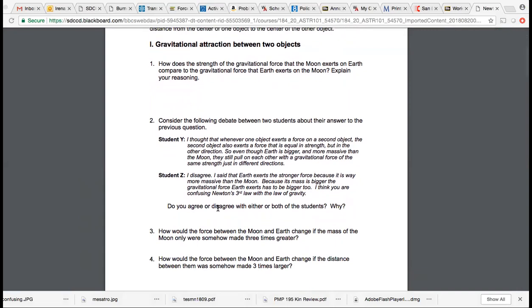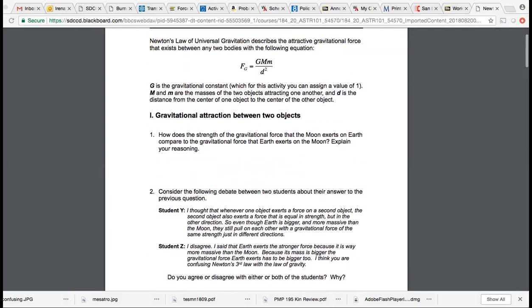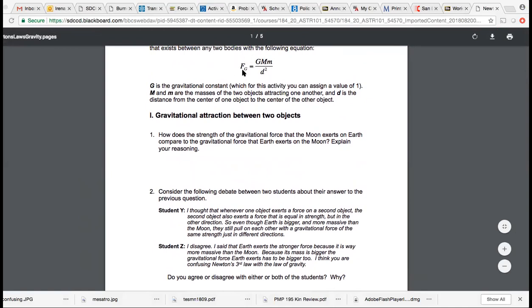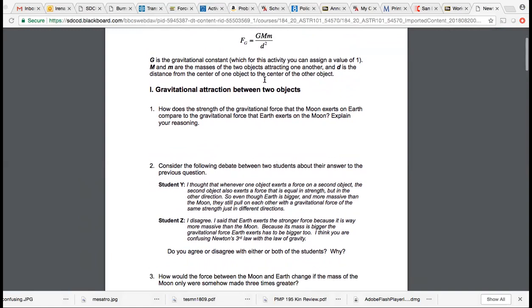Okay, how about number three? How would the force between the moon and the earth change if the mass of the moon only were somehow made 3 times greater? Would it even orbit the earth anymore? Don't even think about that. This is all hypothetical. They're just asking you to think about this expression for the force. What would happen to that force if somehow you make the mass of the moon 3 times greater?